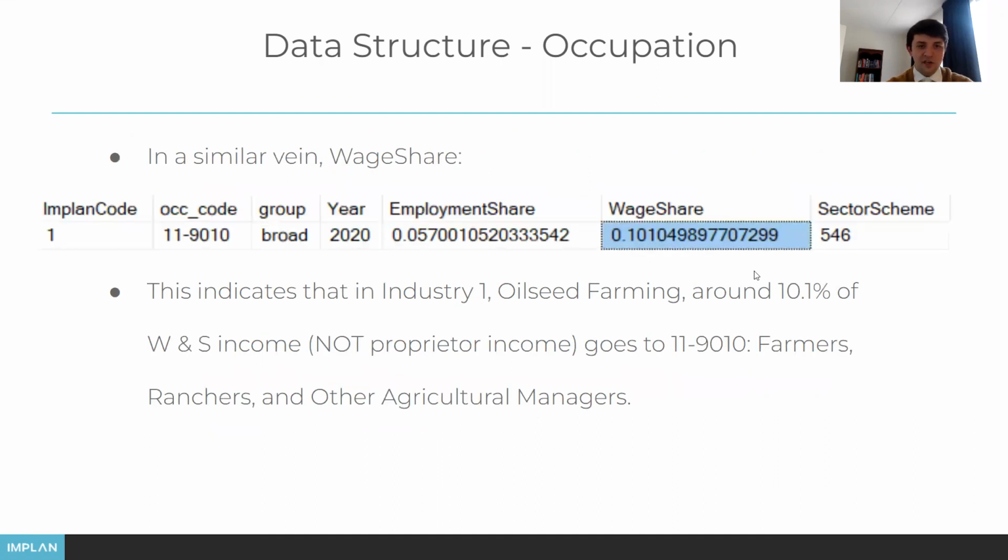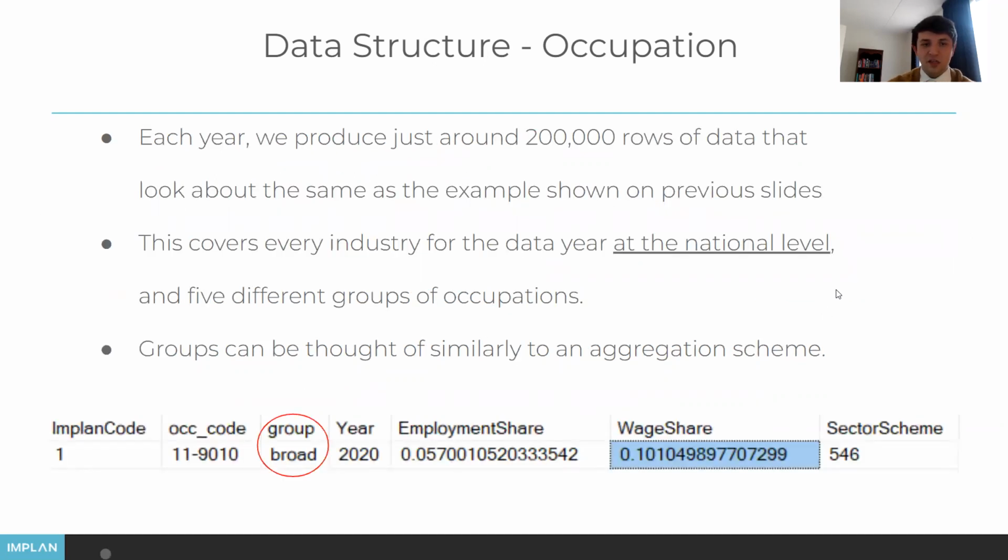In a very similar vein, the wage share column in this example tells me that about 10.1% of wage and salary income, not including proprietor income, goes to that same occupation 11-9010. Each year, we produce something like 200,000 rows of data that look just like that. And they cover every industry for the data year at the national level at 5 different group levels of occupations.